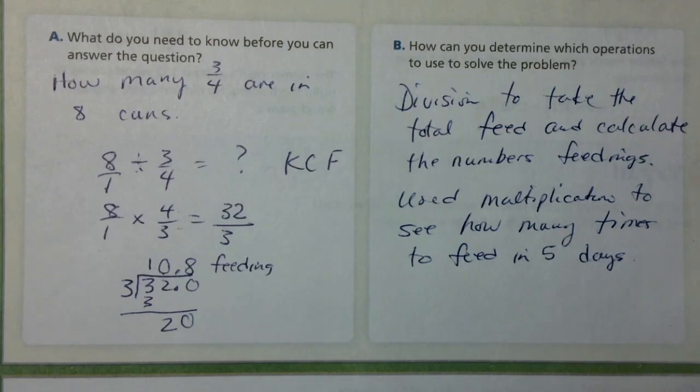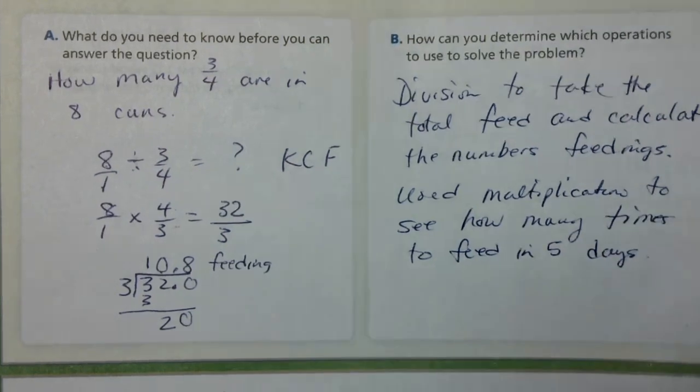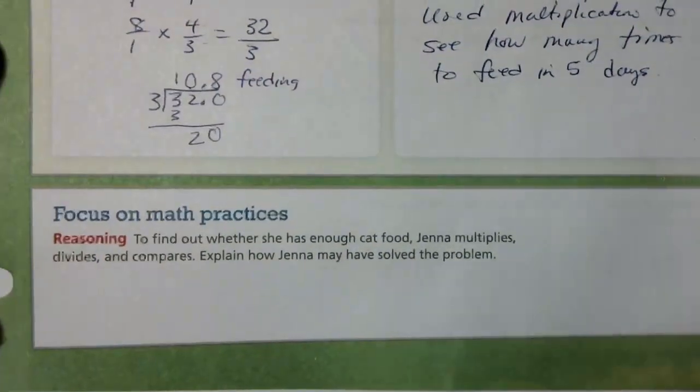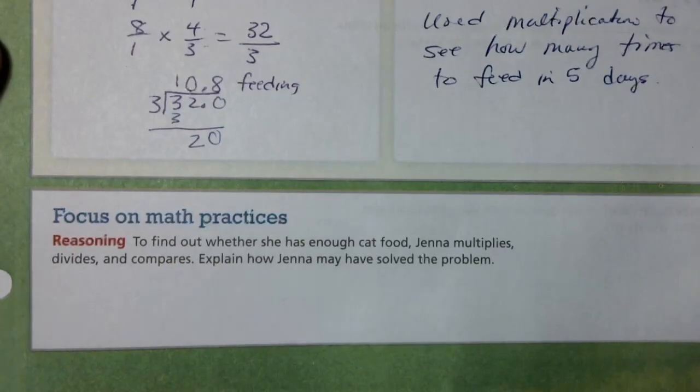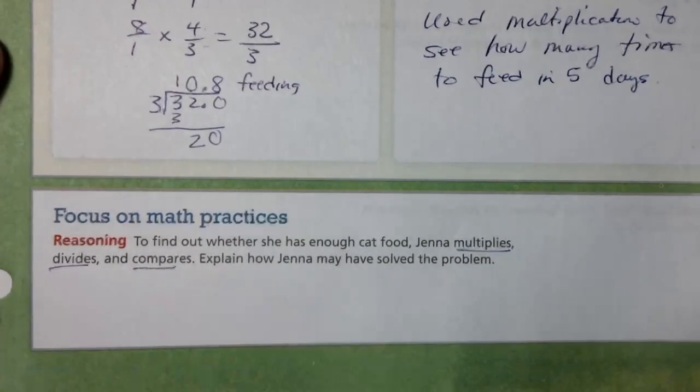Okay? Now, if you look at focus on math practices down here, to find out whether she has enough cat food, Jenna multiplies, divides, and compares. And we did all that. We multiplied to find the number of feedings. We divided to see if we had enough. Then we compared. Explain how Jenna may have solved the problem.